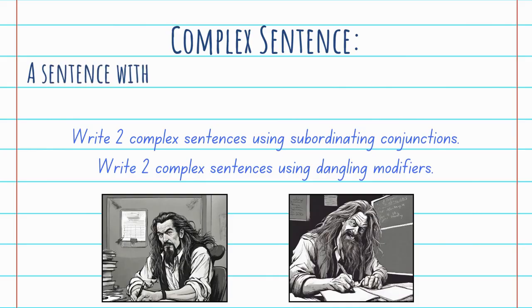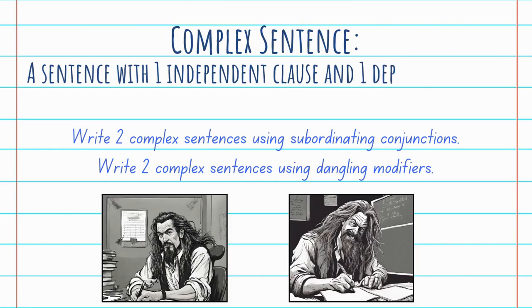Okay, a complex sentence is a sentence with one independent clause and one dependent clause. So to start, write two complex sentences using subordinating conjunctions, which we just discussed, and write two complex sentences using dangling modifiers. Go.